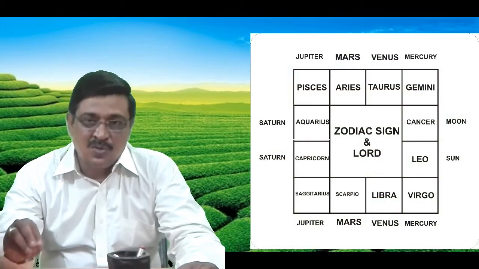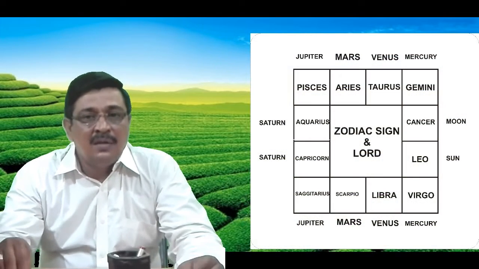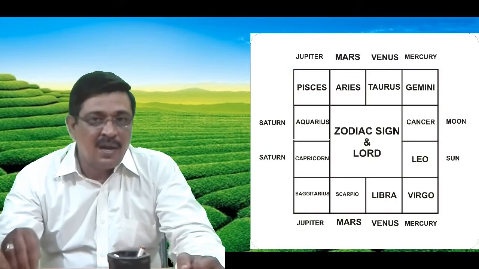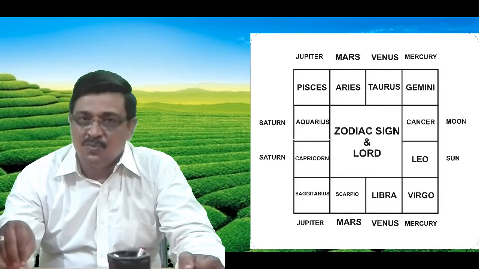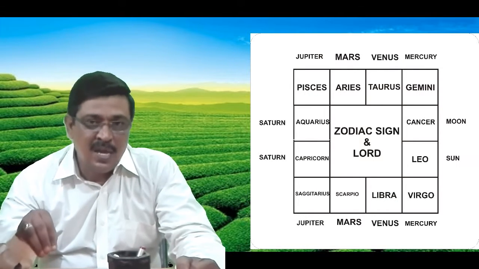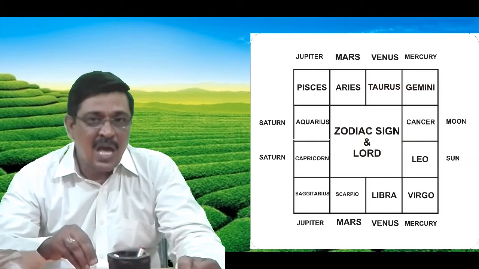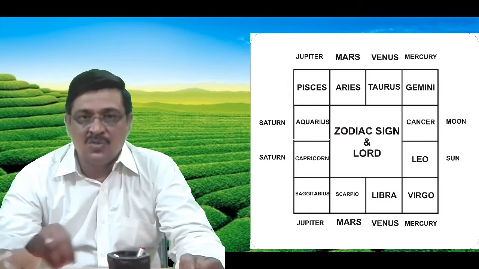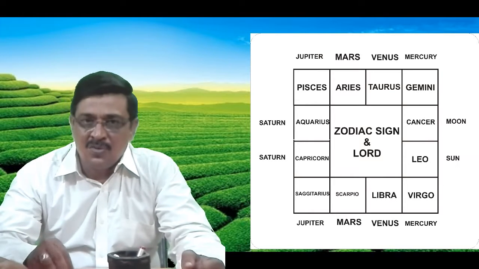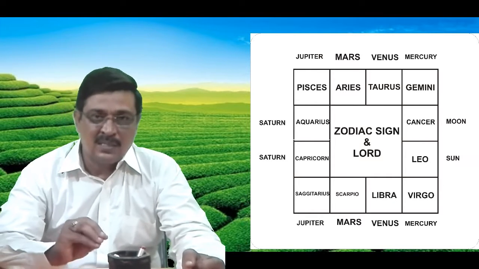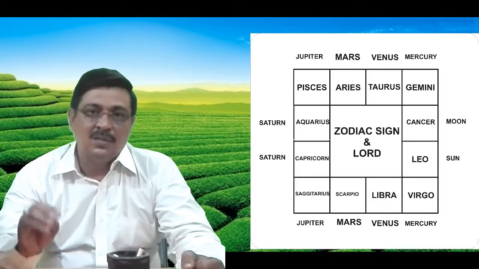As we have seen, there is a ruler for each house. Aries is ruled by Mars, Taurus is ruled by Venus, Gemini is ruled by Mercury, Cancer is ruled by Moon, Leo is ruled by Sun, Virgo is ruled by Mercury, Libra is ruled by Venus, Scorpio is ruled by Mars, Sagittarius is ruled by Jupiter, Capricorn is ruled by Saturn, Aquarius is ruled by Saturn, and Pisces is ruled by Jupiter.